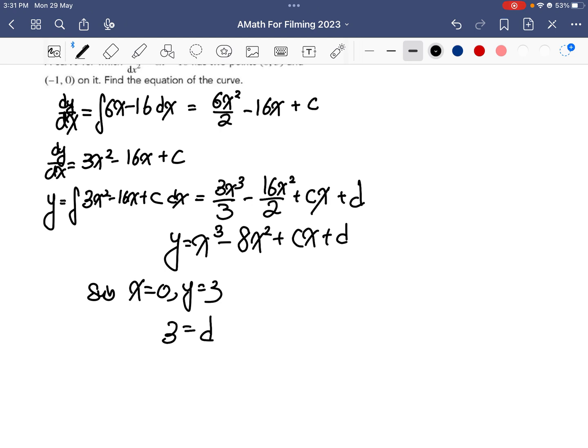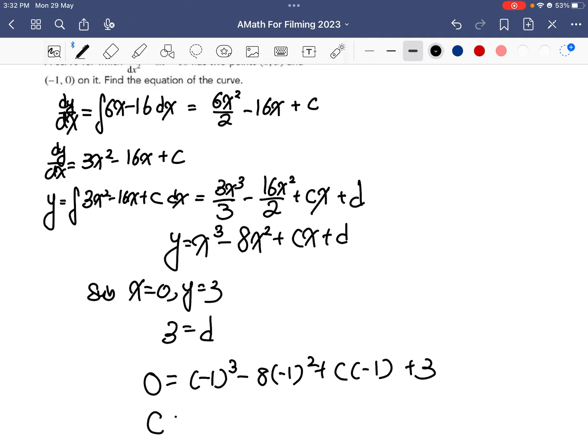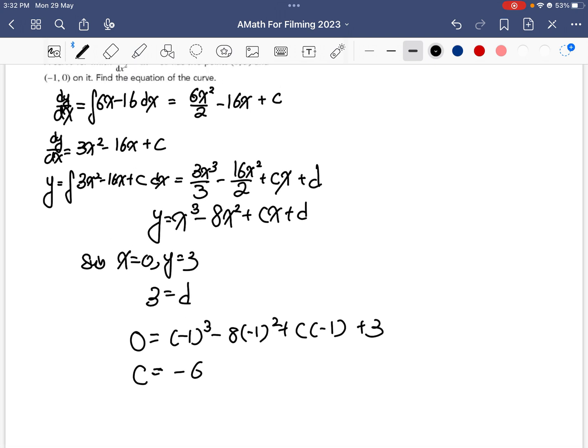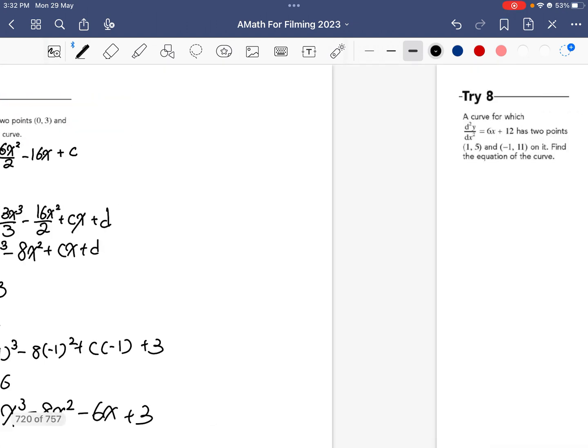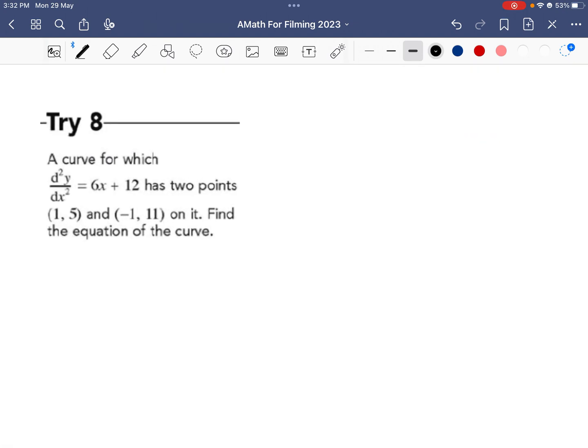Now, the other point I have is (-1, 0). So when y is 0, my x value is -1. And the d, we know from above, we solved for d equals 3. If you solve all of that, what you get is that your c value will yield -6. Hence, what we get is y equals x cubed minus 8x squared minus 6x plus 3. And we are done with example 8.